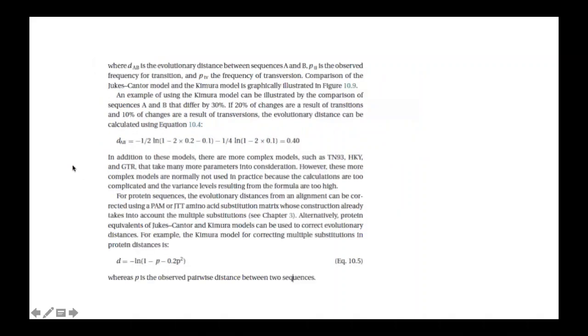For example, they differ by 30% if 20% are the result of transition and 10% of the changes are the result of transversion. That means that 0.2 is transition and 0.1 is transversion between the two sequences A and B. So the distance between them is 0.4.